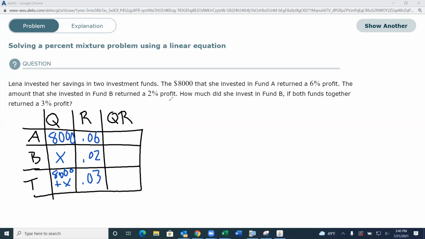Notice the 3%, that's closer to 2% than 6%, which means there's more money being invested at 2% than at 6%. So that right there tells us X is going to be bigger than 8,000. How much bigger? I don't know. We've got to do the math. Now this final column is labeled Q times R, so we'll take each Q value and multiply it by its corresponding R value.